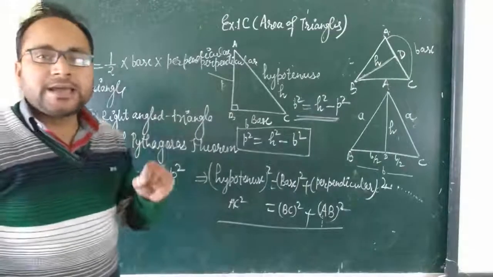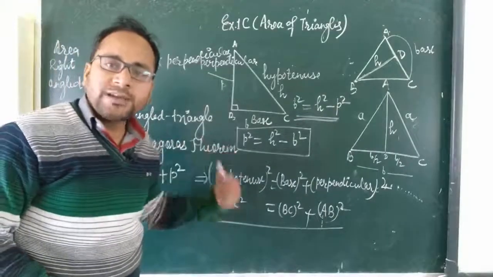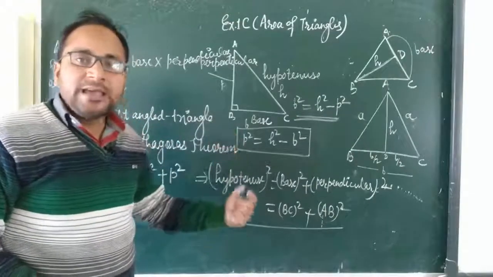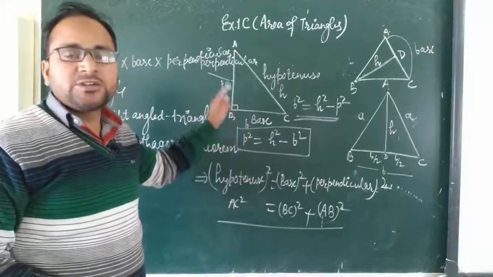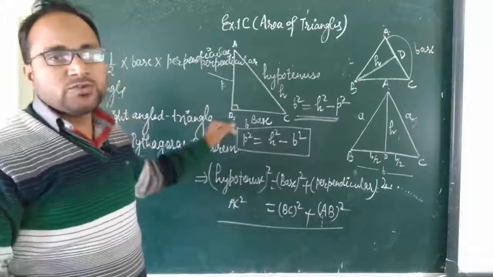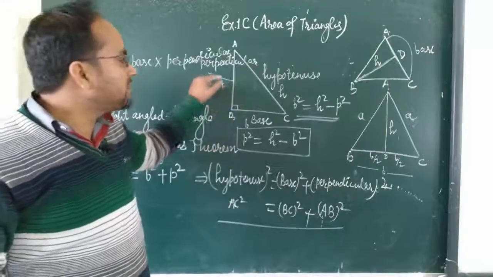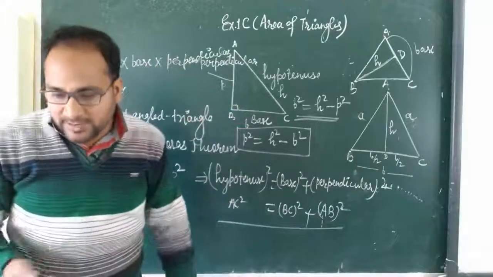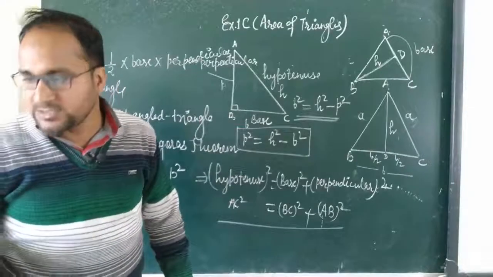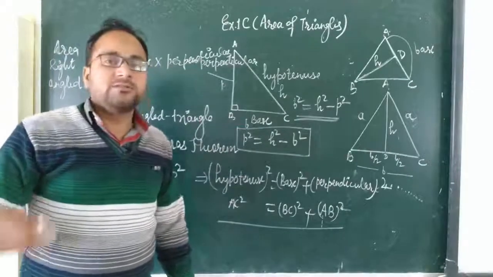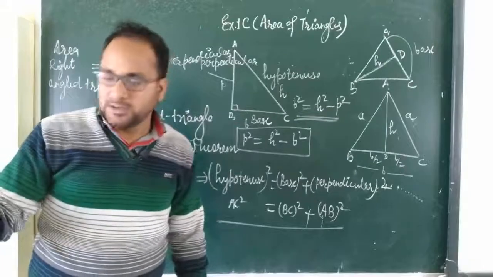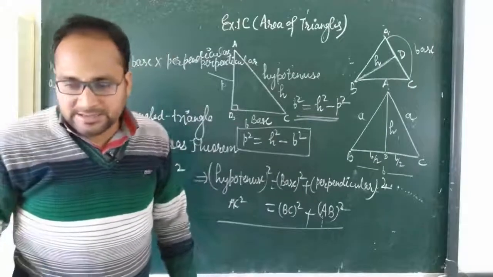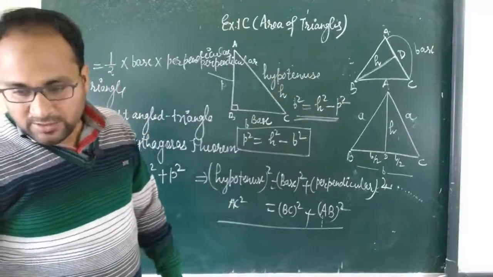For a right angle triangle, we use the Pythagoras theorem to find any one side. If two sides are given, then you can use the Pythagoras theorem to find the unknown side. Okay, so students, these are some basic formulas. We are going to use those formulas in this exercise to solve the questions.